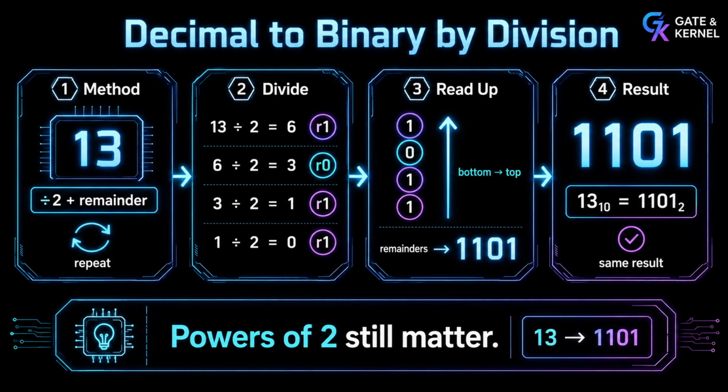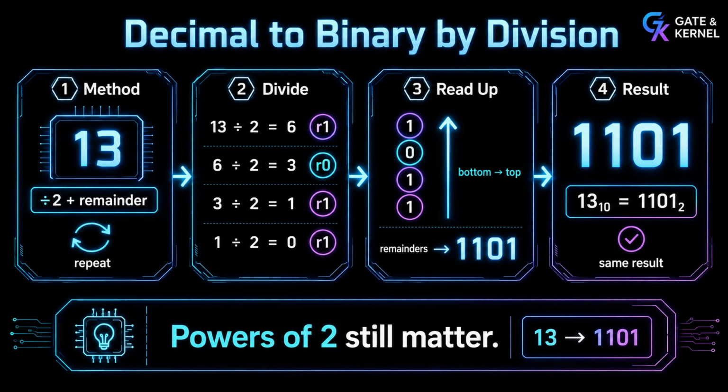Chapter 11. Decimal to binary using repeated division. There is another common method. Repeatedly divide the number by 2 and record the remainder. For 13, the remainders are 1, 0, 1, and 1. Read them from bottom to top. The result is again 1101. Both methods work.